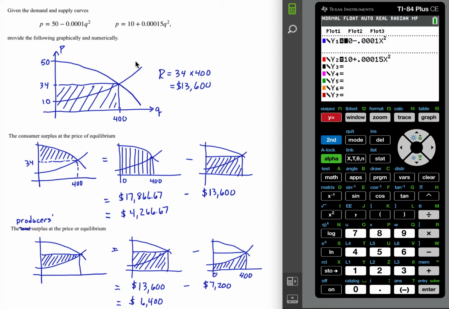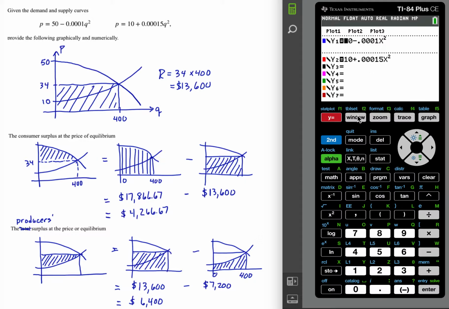Given a demand and a supply curve, we're going to find both the consumer and the producer surplus. In working this problem, I'm going to begin by graphing both the demand and the supply curve on the calculator. I've entered both functions in Y1 and Y2 respectively.